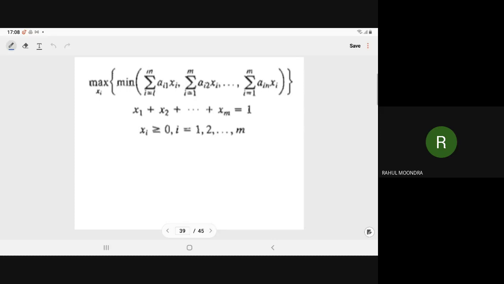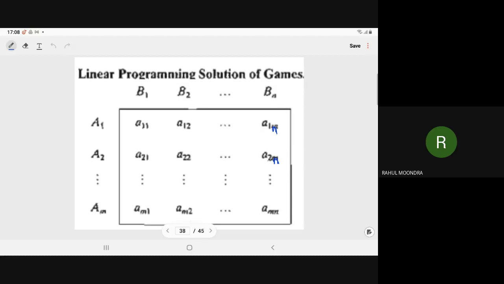So in this case, what is our approach? What is the procedure for the graphical solution? Forget that at least one player must have the two strategies. Forget that. So what is the procedure? We say let x1, x2, xm be the associated probabilities for using the strategies a1, a2, am by player A.